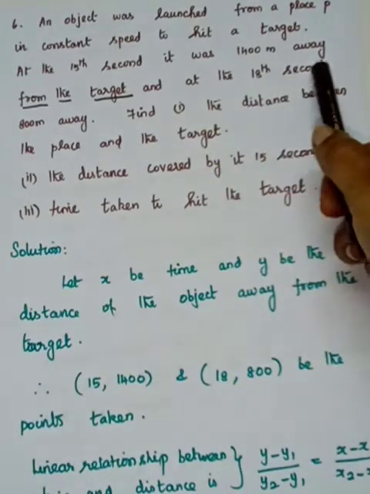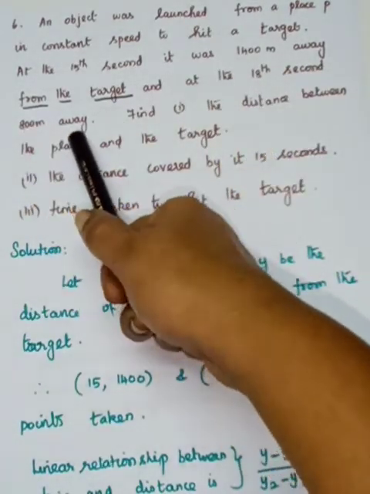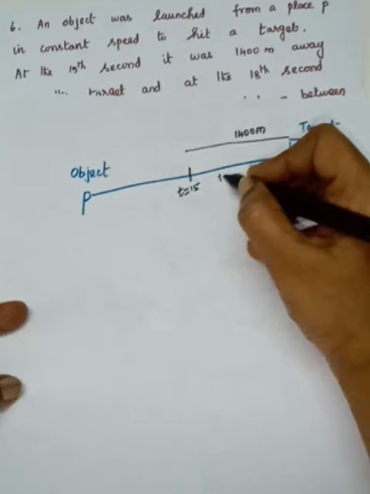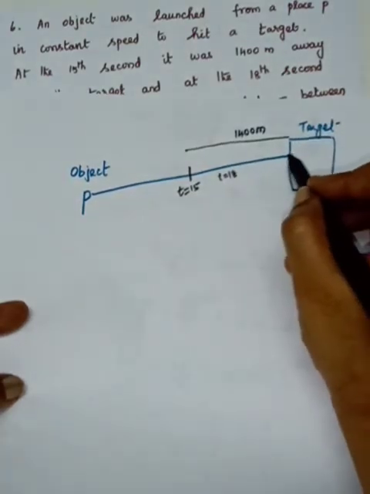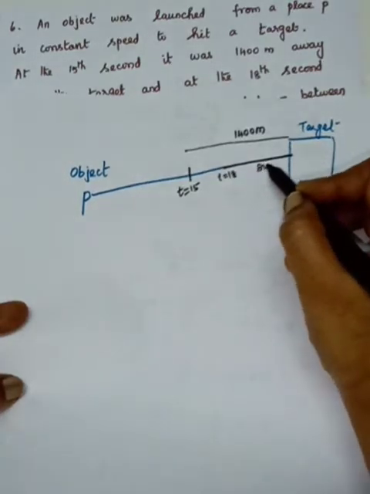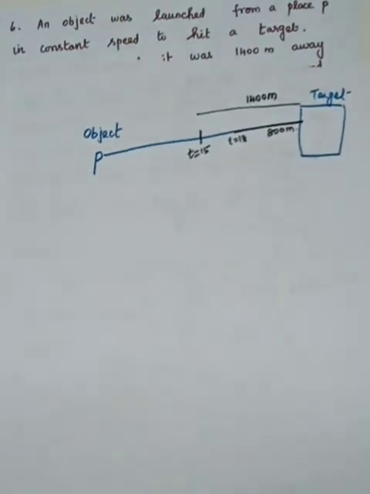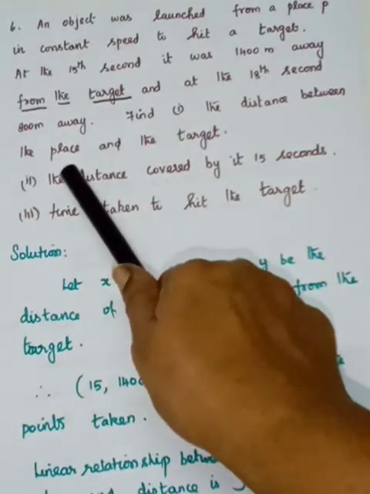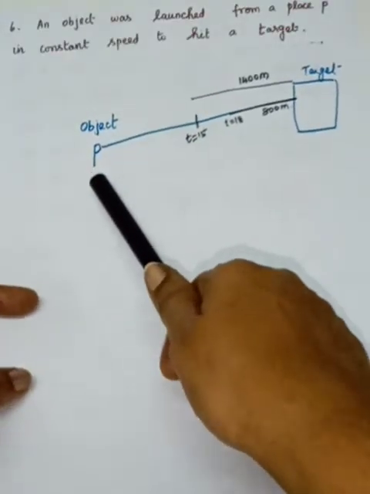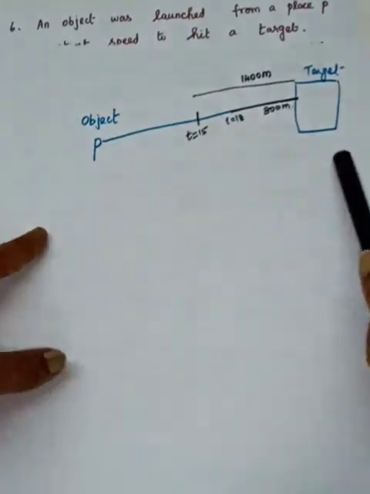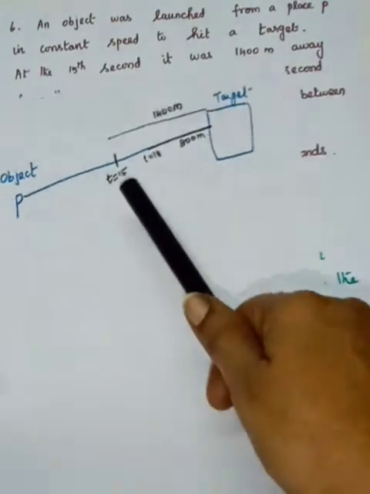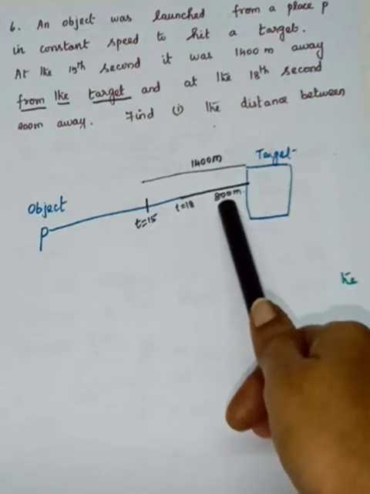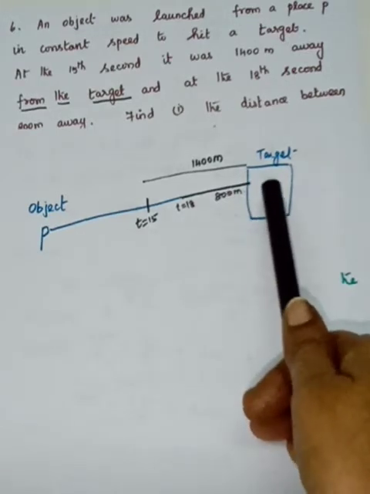And you see that at the 18th second, it is 800 meters away from the target. So after 3 seconds, after this 15th second, what's the distance from the target? The distance is 800 meters. These two results are given, and we have to find the distance between the place and the target. The place is at P, so we have to find the whole distance. If the time changes, the distance also changes. So what is the distance? The distance of the object away from the target.